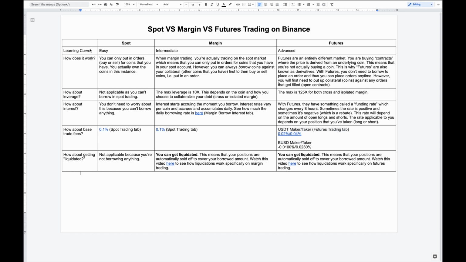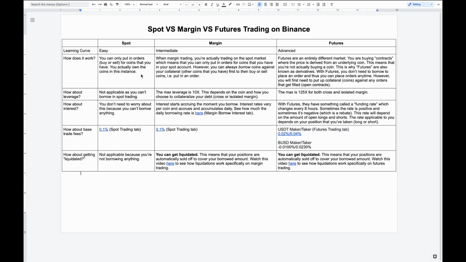So in terms of the learning curve, spot is the easiest, and then it gets a little bit more challenging with margin, which is intermediate, and then with futures, it's advanced stuff. I would recommend not trading futures if you are new to crypto. So how does it work?